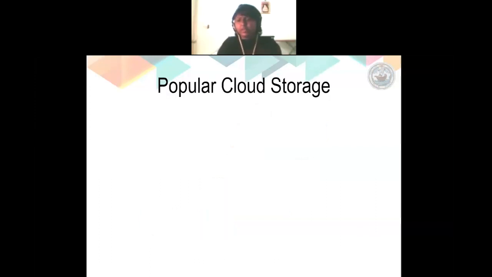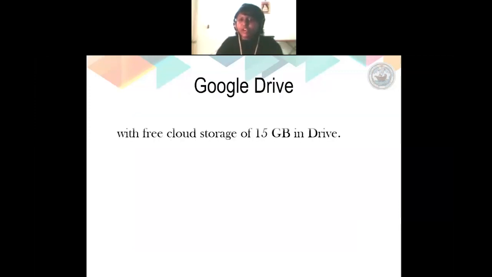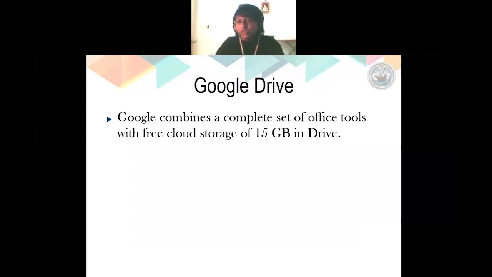There are many popular cloud storages available. These are the top three that we have right now: Google Drive, Dropbox, and OneDrive. Google Drive tops the list among Dropbox and OneDrive. The main reason is that Google Drive offers 15 GB free space, whereas OneDrive offers only 5 GB and Dropbox offers only 2 GB. And also Google Drive has a complete set of Office tools. With that, you can create documents, slideshows, and Excel sheets. All these come along with Google Drive, along with 15 GB of free cloud storage.